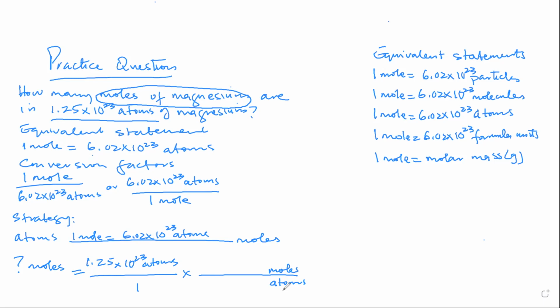So now this is the conversion factor we use. Then this and this will cross out. That will give us 0.208 moles. Now we converted from atoms to moles.